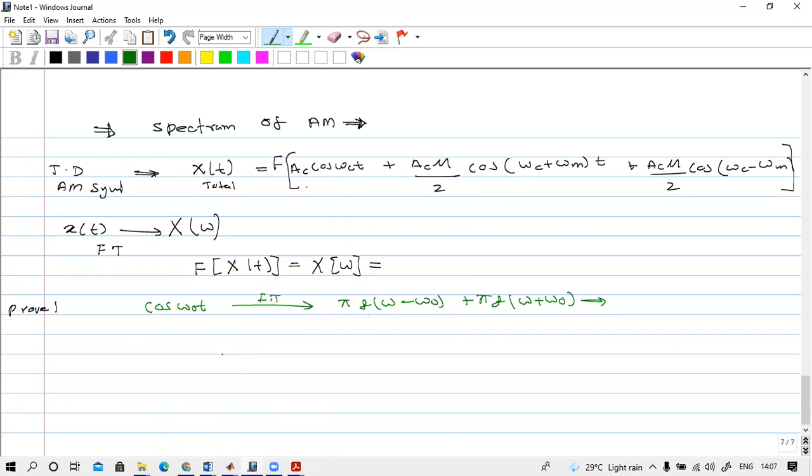So if we get this section, the Fourier transform of AC cos omega C t, that is the Fourier transform of the carrier signal, then I will get it as AC, here we have AC and 5 delta omega minus, so here omega naught is equal to omega C, no? So omega C plus AC 5 delta omega plus omega C. So this is the Fourier transform of the carrier part.